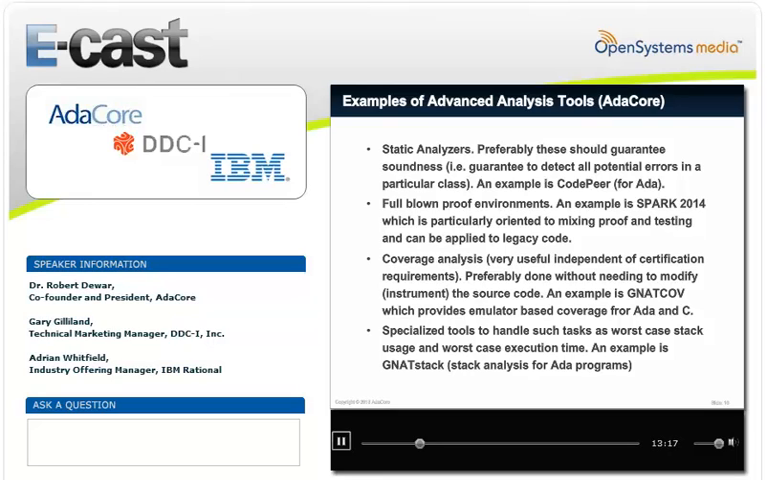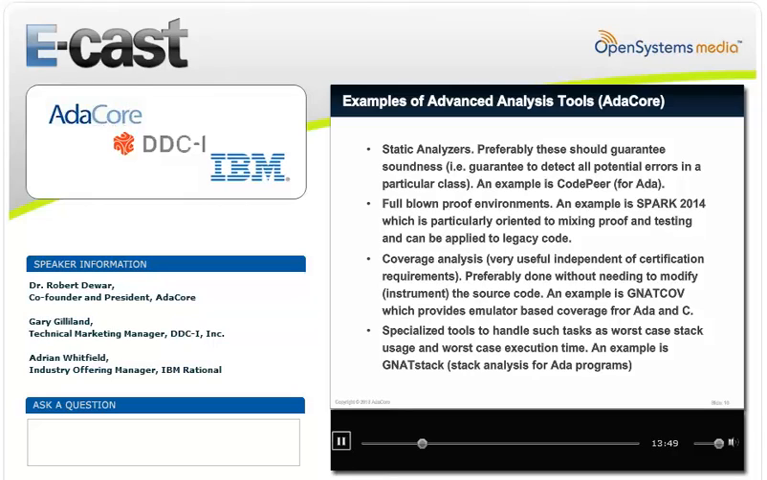Static analyzers obviously play an important role, preferably sound ones that really can be in a position to guarantee absence of errors. I can give some examples from AdaCore, but there are many companies producing interesting tools. We have a static analysis tool called CodePeer for Ada. There are full-blown proof environments. From AdaCore, we have SPARK 2014, particularly oriented to mixing proof and testing.